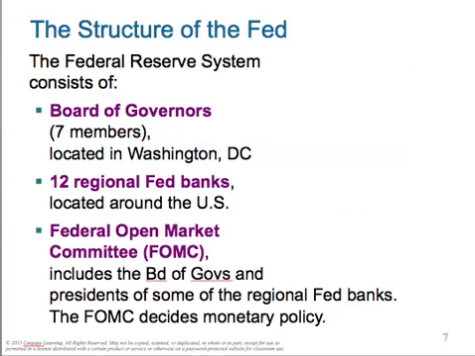Now, here's the structure of the Fed. The Federal Reserve System consists of the Board of Governors, which is 7 members located in Washington, D.C., and 12 regional Fed banks located all around the U.S. The Federal Open Market Committee, which is the FOMC, includes the Board of Governors and the presidents of some of the regional Fed banks. The FOMC decides on monetary policy, so they make decisions on that. So it has the Board of Governors, the 7 members up in Washington, D.C., and then a select membership from the 12 Fed banks across the country.